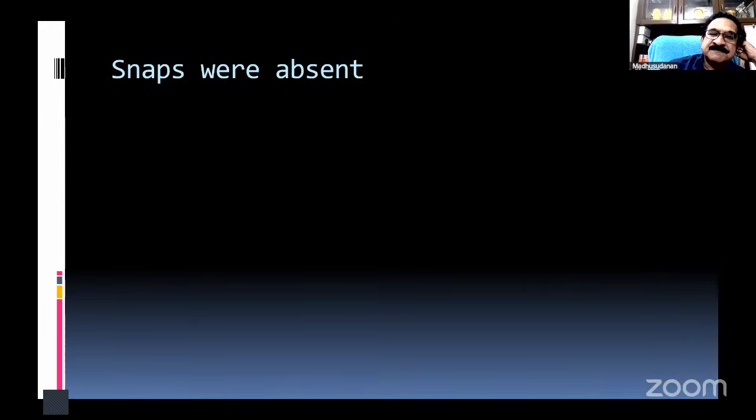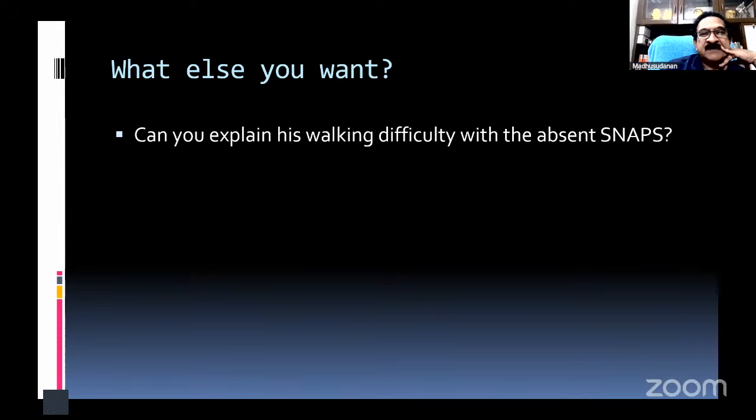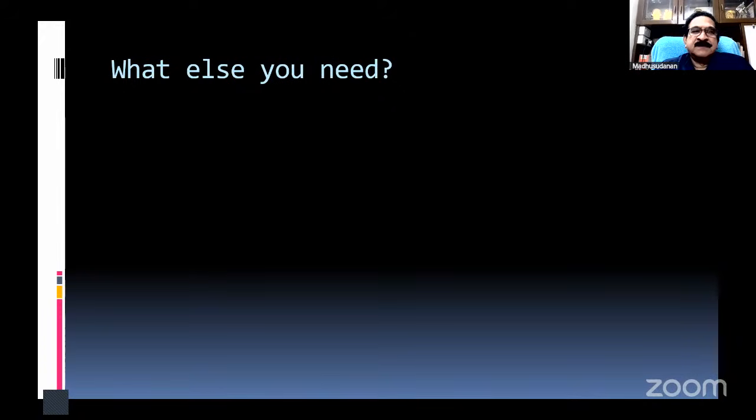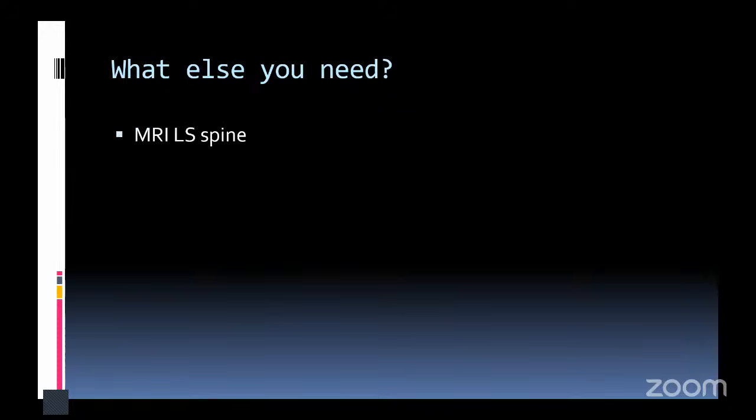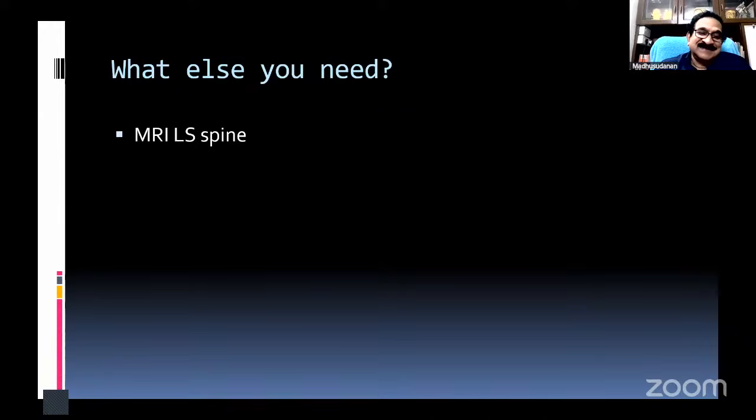So the SNAPs were absent, right? Now we'll go one by one. Can you explain his walking difficulty with the absent SNAPs? Of course not. So what do you want? MRI. Which MRI? Brain? Brain only? Okay. Because the walking was a foot drop like walking, and his reflexes were on the decreased side.